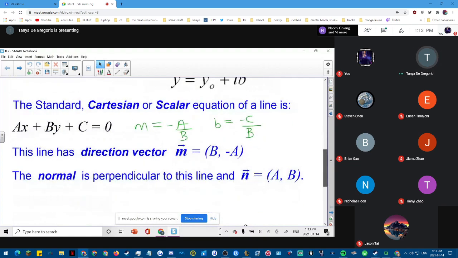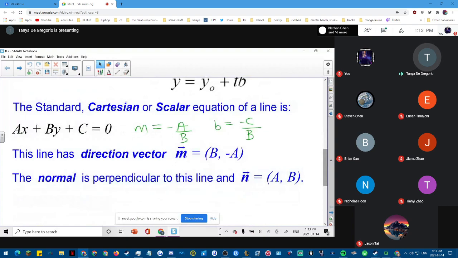Okay, so standard, Cartesian, or scalar equation, these all mean the same thing. They all mean standard form. So ax plus by plus c equals 0. What you should remember that you should have learned in grade 9 is that when you look at standard form, you can automatically see the slope by taking negative a over b, and you can automatically see the y-intercept by taking negative c over b.